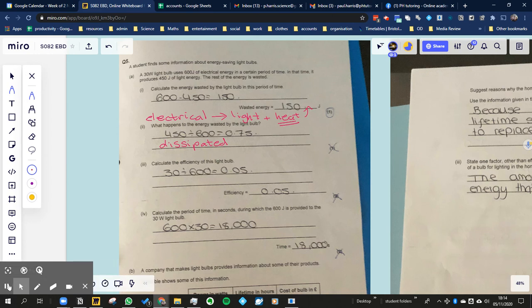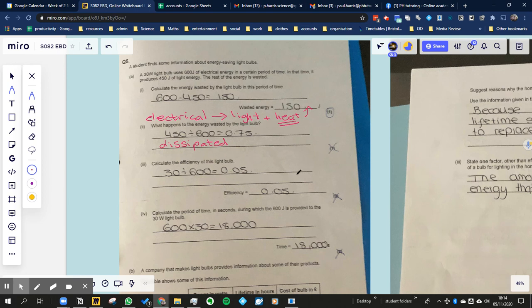So the next one, calculate the efficiency of the light bulb. So what does efficiency mean? Well, it means how well it does what it's trying to do. What was it trying to do? It was trying to turn electrical energy into light energy. It didn't really want to make heat, but it's not 100% efficient. If it was 100% efficient, it wouldn't be making any heat. It would only be making light, and so that would be easy to see.